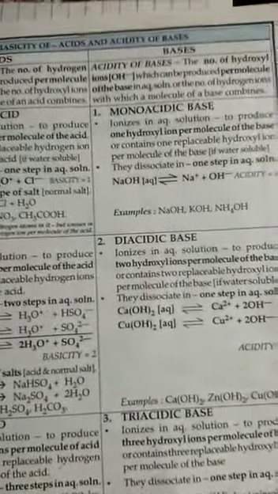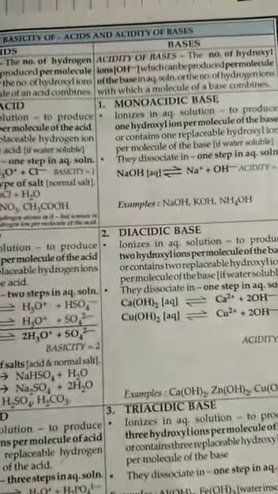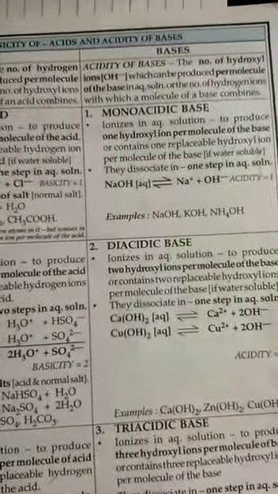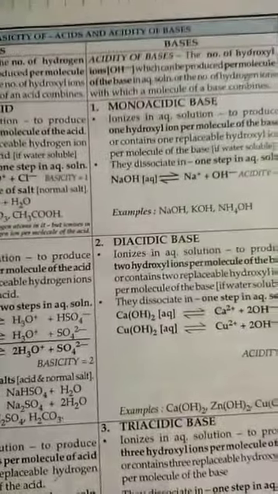So children, we have studied classification of acids and bases. Up to page 40 we have read. Now from the next page we will start. Classification of acids and bases on the basis of basicity of acid and acidity of bases. Now these are totally new terms for you.